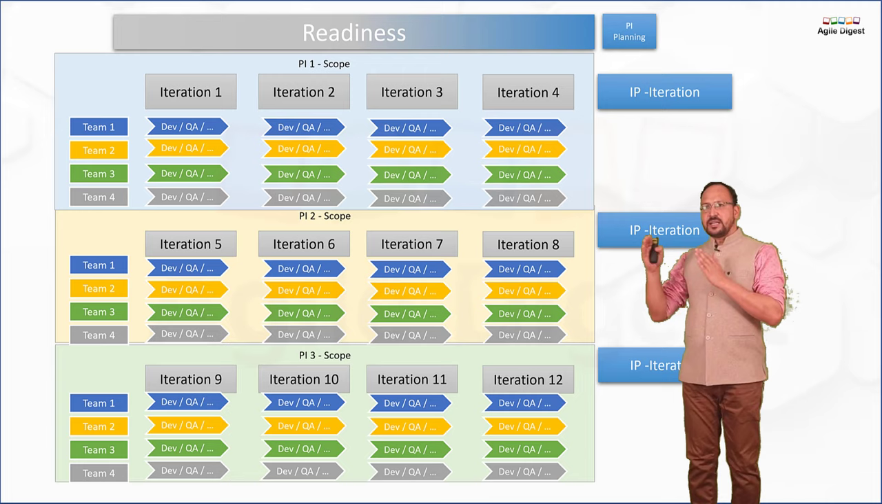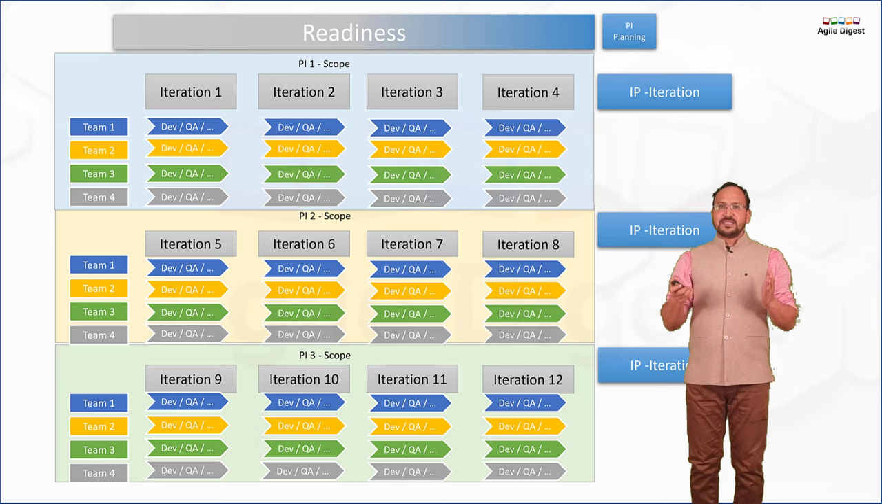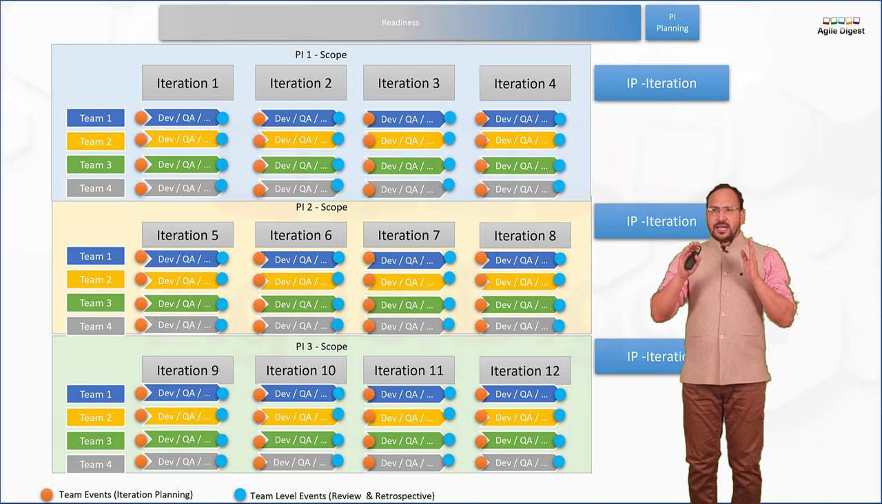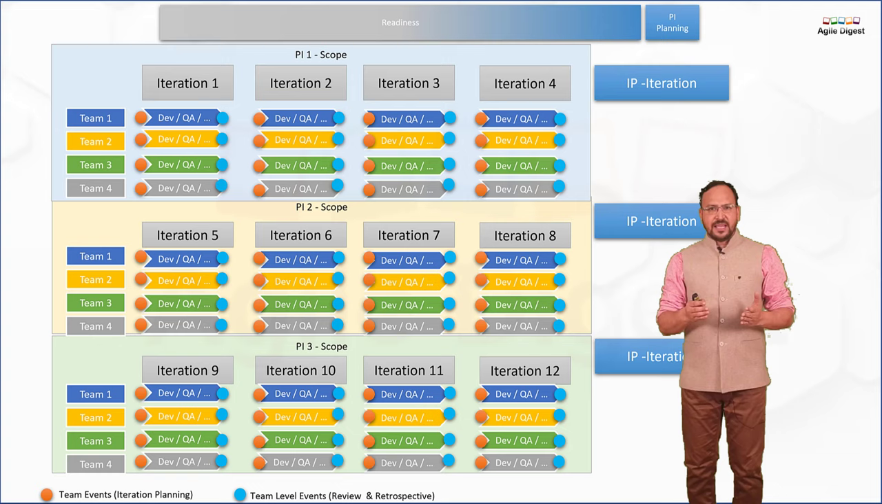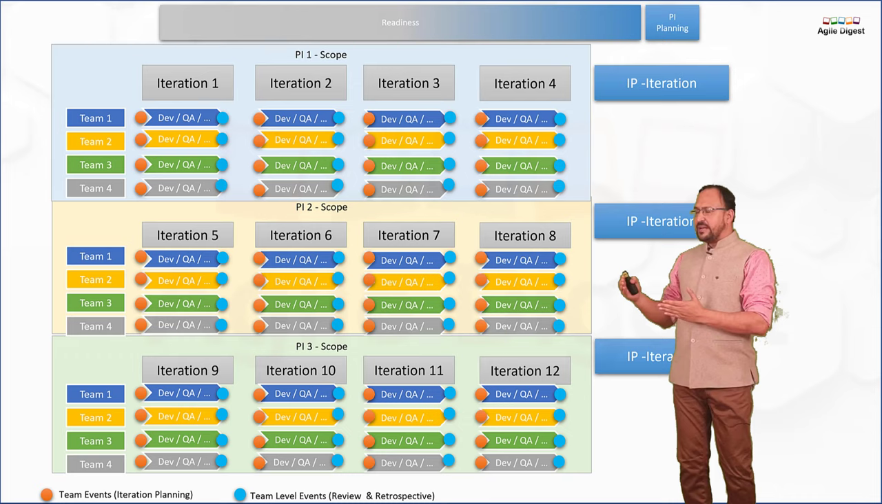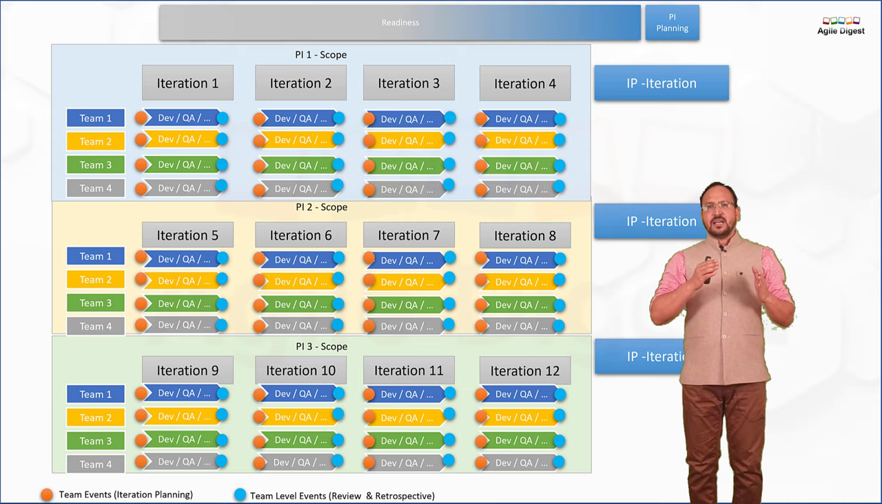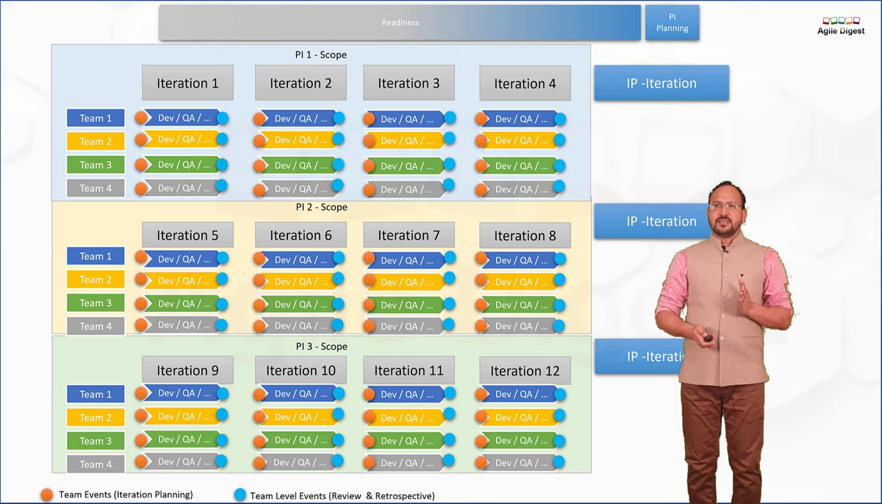Now, the IP iteration is the innovation and planning iteration. It also has 2 weeks of time, and we'll talk about much more detail in the upcoming few slides. Let's try to understand a bit of each iteration, what exactly we are doing. At every iteration, we are doing some team events, that is iteration planning, and then we are doing another event, the review and retrospective, when we are closing each iteration, and that's happening for all the teams and all the iterations. When my four iterations are completed, I will do my IP iteration.